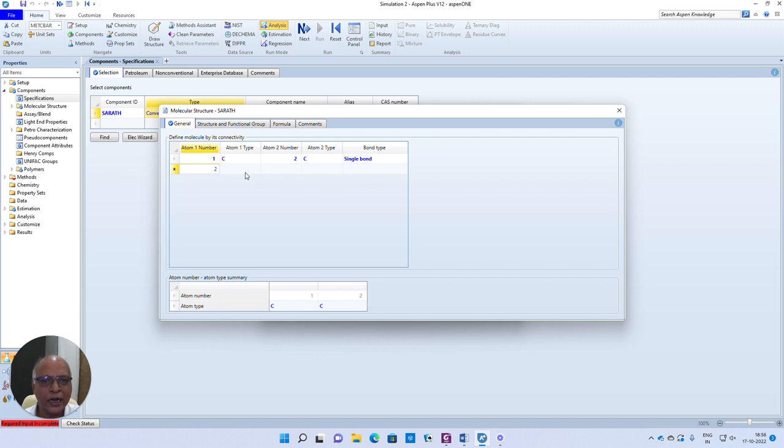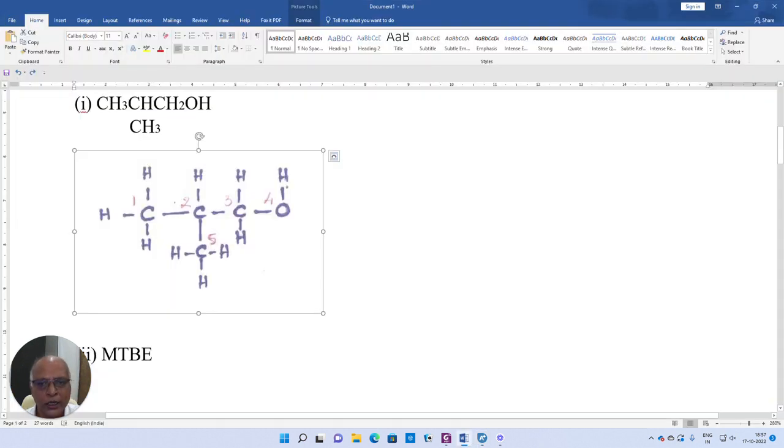Now in the same way, atom 2, which is defined already as carbon, is connected to atom 3, which is also carbon, again by a single bond. Then 2 is also connected to atom 5 as per the drawing, which happens to be again carbon, by a single bond. So 1 is connected to 2, both carbon. 2 is connected to 3, both carbon. 2 is connected to 5, both carbon.